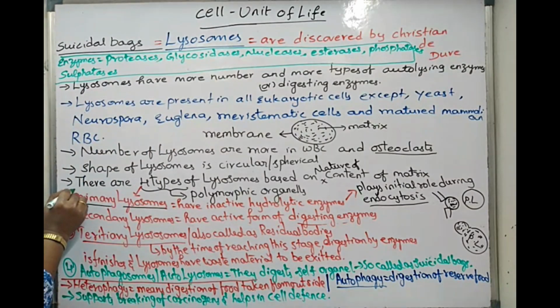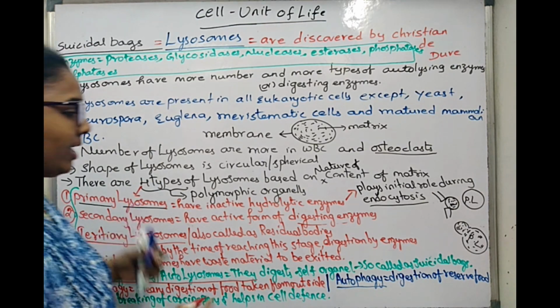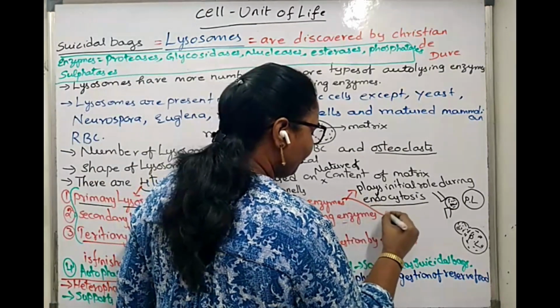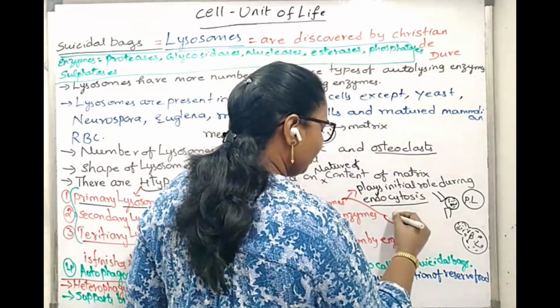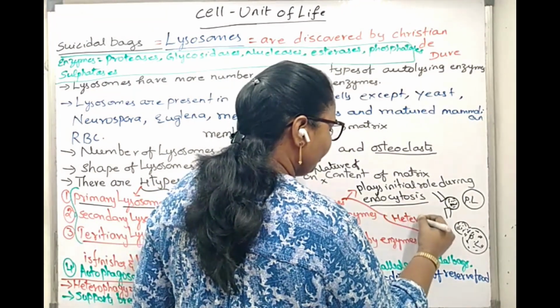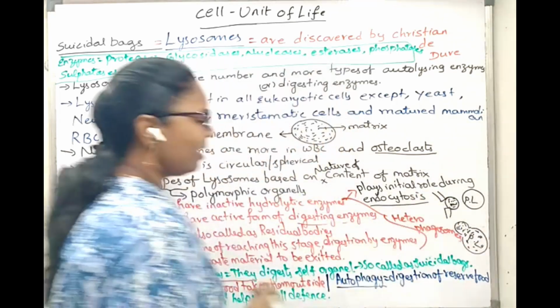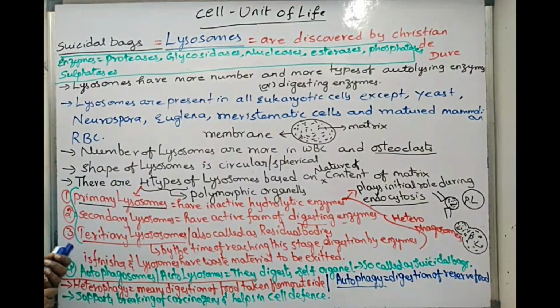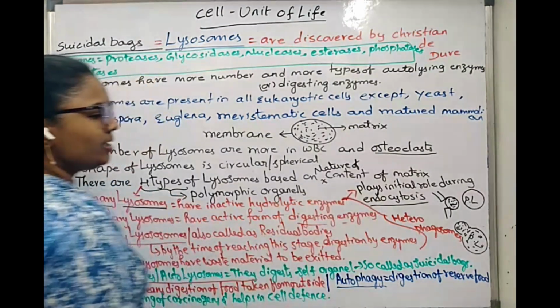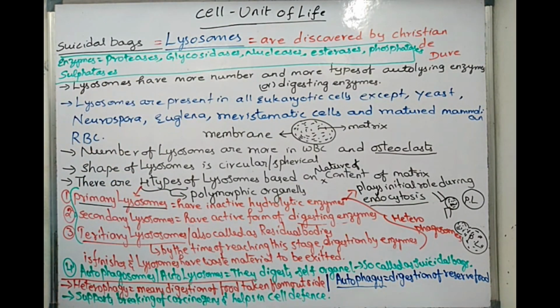Now, these three types, primary, secondary and tertiary, are involved in heterophagy. So these three are called heterophagosomes, because they are involved in digestion of the food that is taken in by the process of endocytosis and removal of the waste by the process of exocytosis.